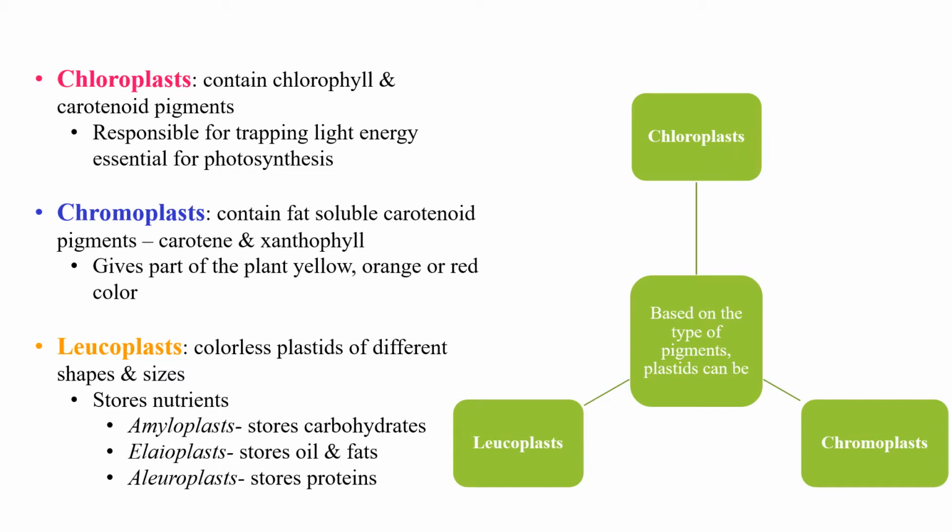Lastly, leucoplasts are colorless plastids of different shapes and sizes, which are responsible for storing the nutrients. The leucoplast can be further classified into amyloplast, elaioplast, and aleuroplast. Amyloplasts are responsible for storing carbohydrates such as starch. Elaioplasts are responsible for storing oils and fats, whereas aleuroplasts are responsible for storing protein.